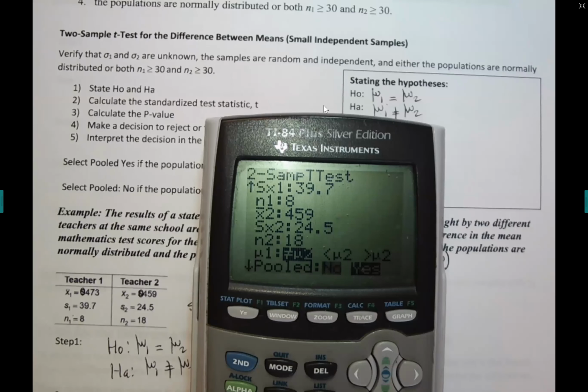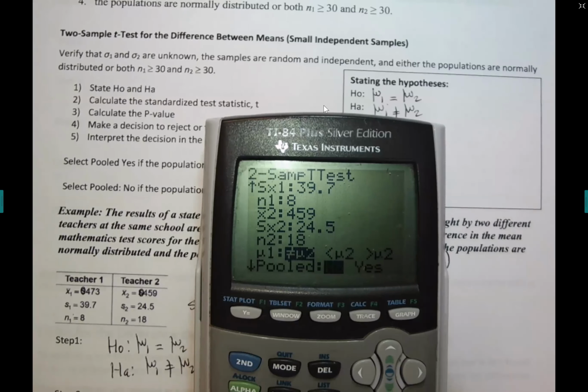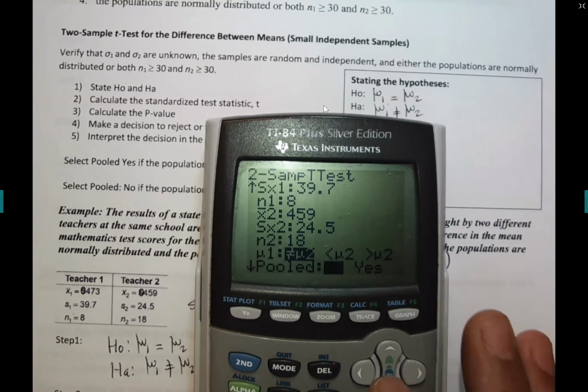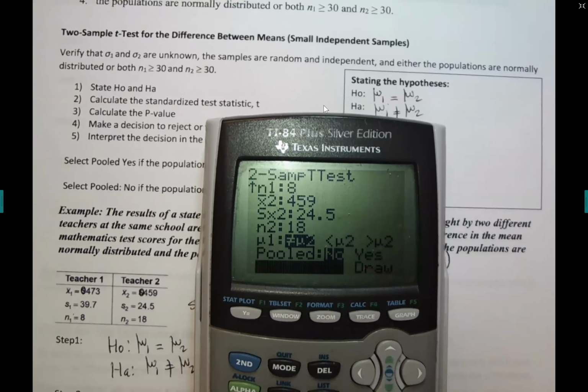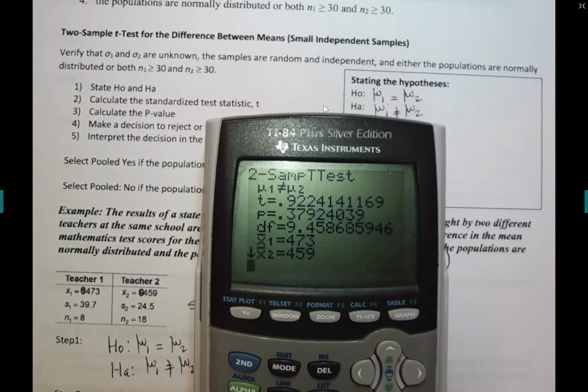Okay? So that's a no. Right here, pooled is no. And watch. When they don't tell you this, you be suspicious that probably this is not a two-sample t-test. It is a two-sample z-test if they don't say that. Calculate. Okay, t is 0.922 and the p-value, oh, it's a huge, 0.3792.